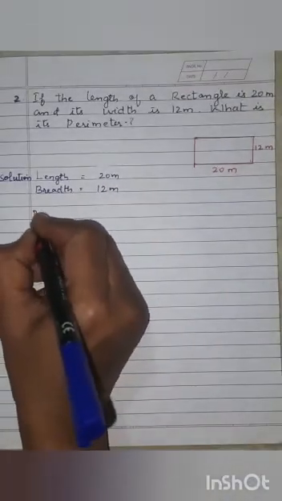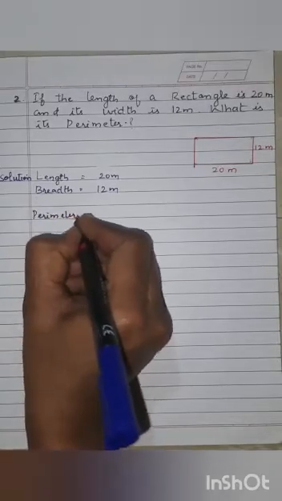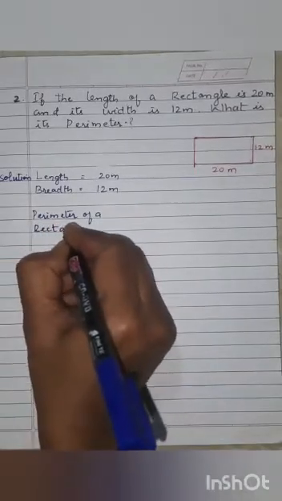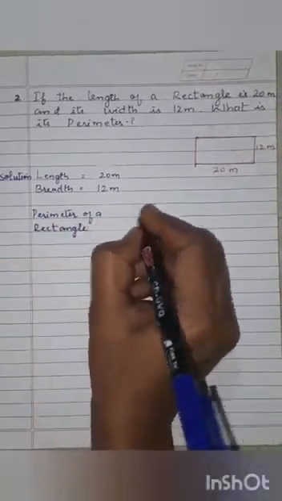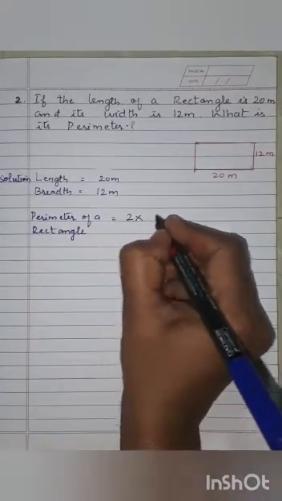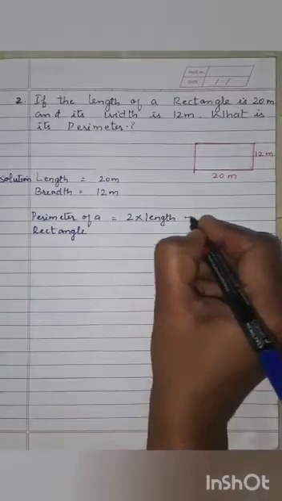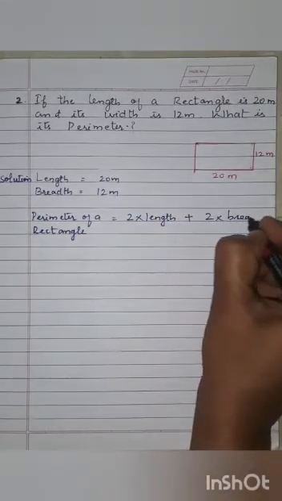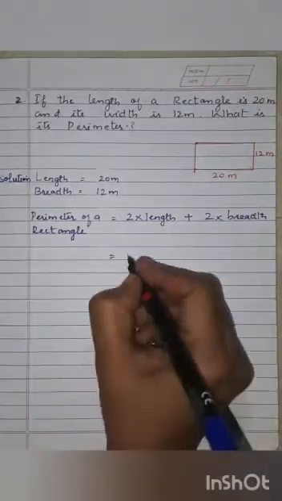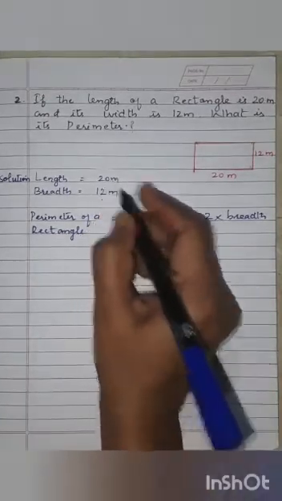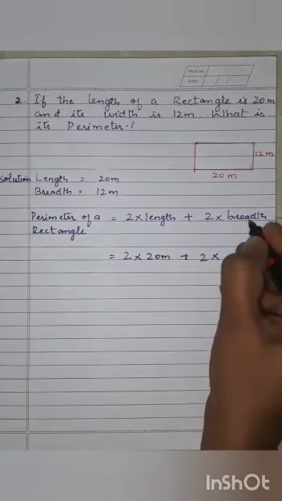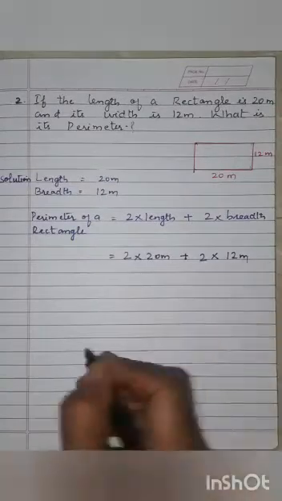So what we have to find out? We have to find out the perimeter of a rectangle. After writing this, next step is what? We have to write the formula. Perimeter of rectangle is equals to what, children? It is 2 multiplied by length plus 2 multiplied by breadth. After writing the formula, you have to substitute the values. That means 2 multiplied by length. Length is how much, children? 20 meters plus 2 multiplied by breadth. Breadth is 12 meters.